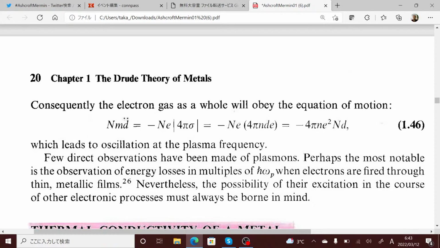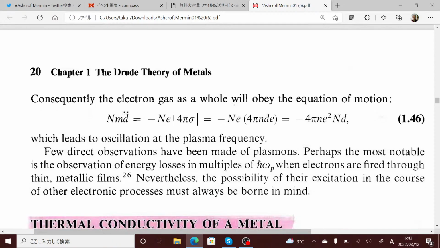Consequently, the electron gas as a whole will obey the equation of motion n m d double dot equals n minus e times the absolute value of 4 pi sigma, equal to minus n e times 4 pi n d e, equals minus 4 pi n e squared n d, which leads to oscillation at the plasma frequency.